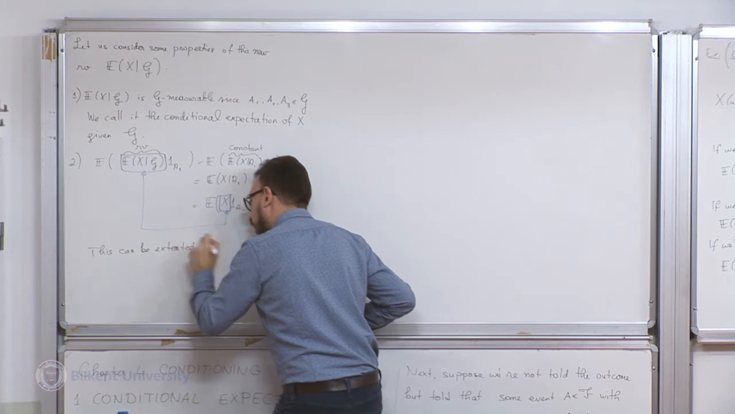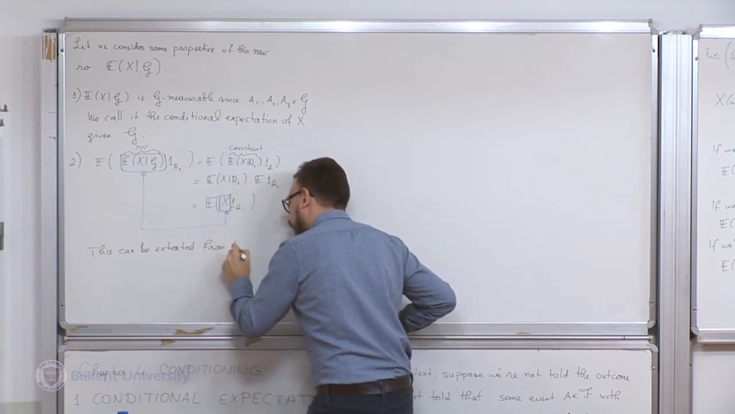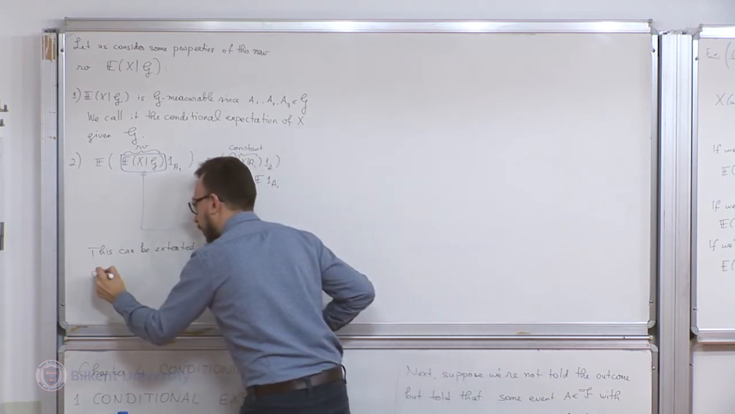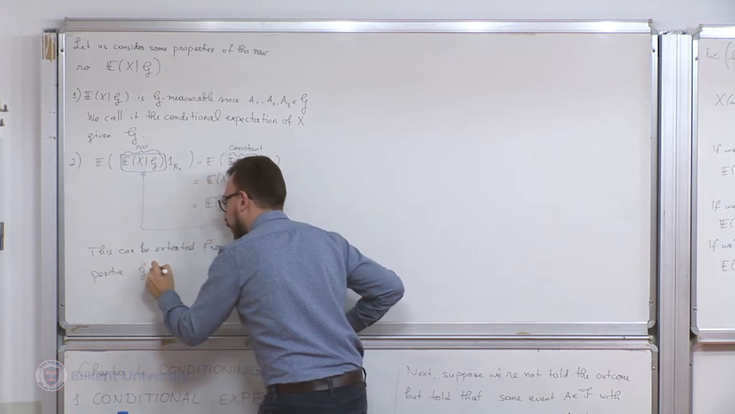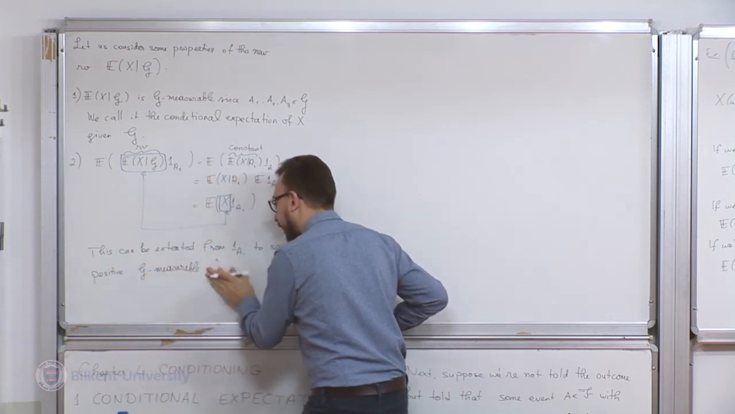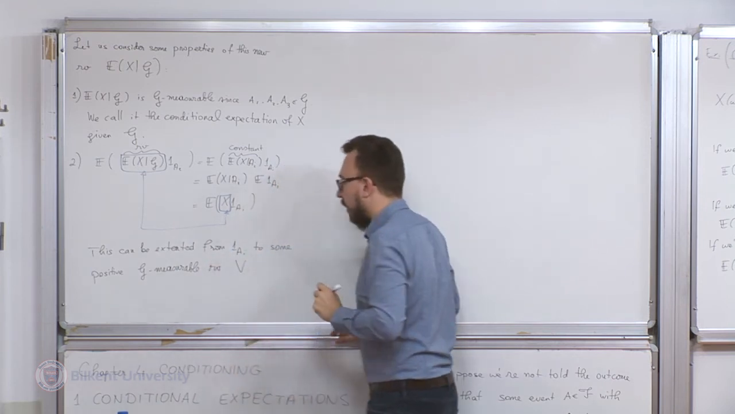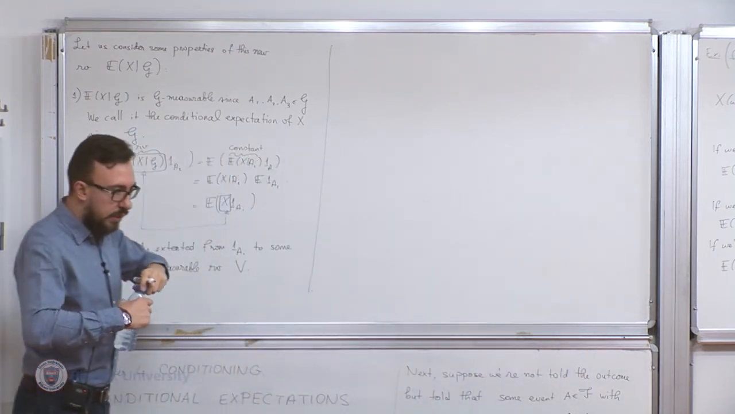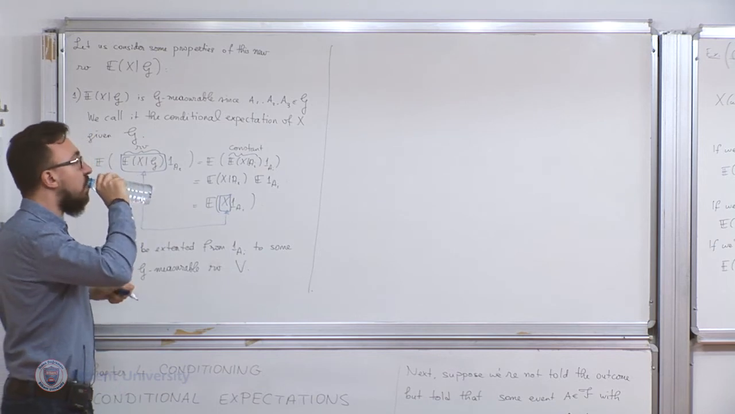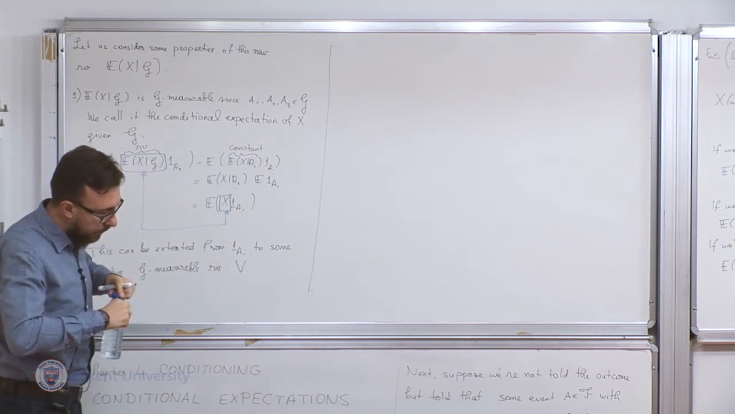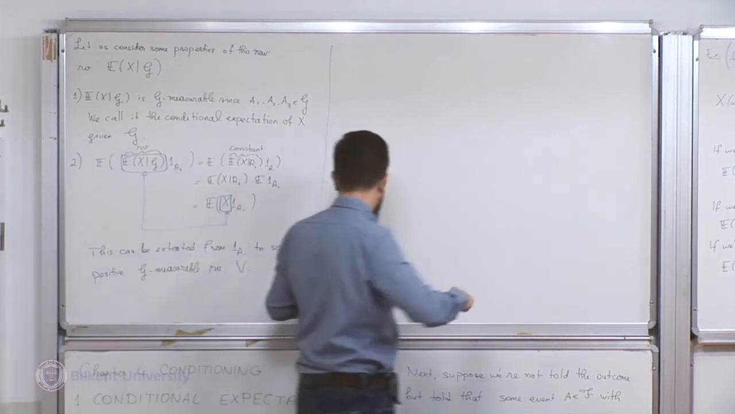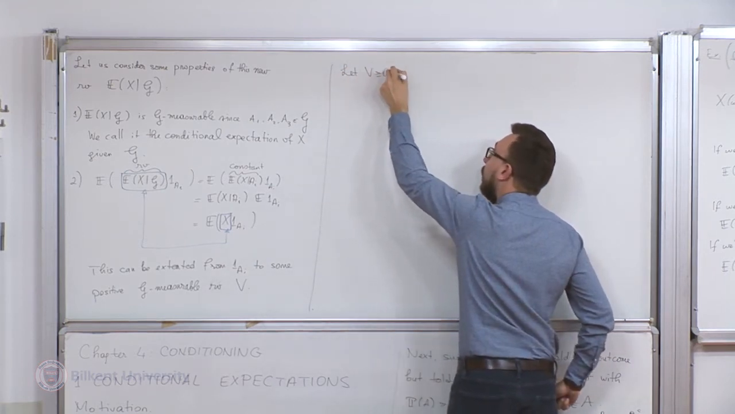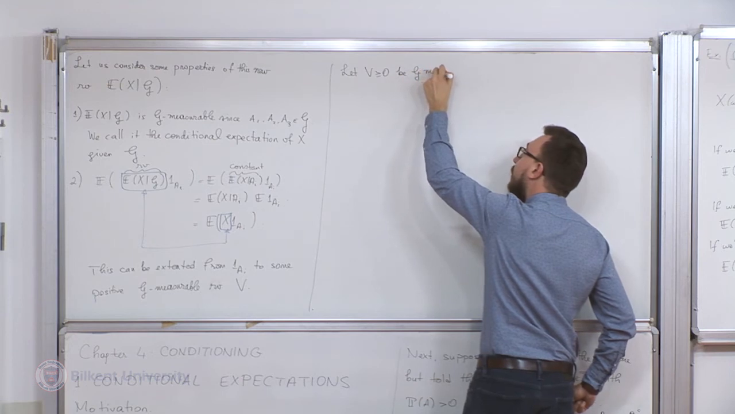So this can be extended from indicator Ai to some positive G measurable function, a random variable V. Okay, let's do it. So let's take a G measurable positive random variable V. So let V be G measurable and positive.